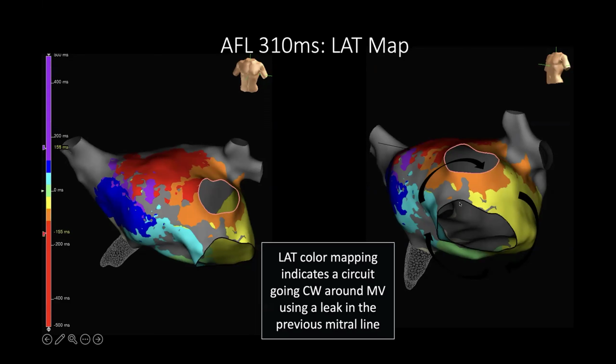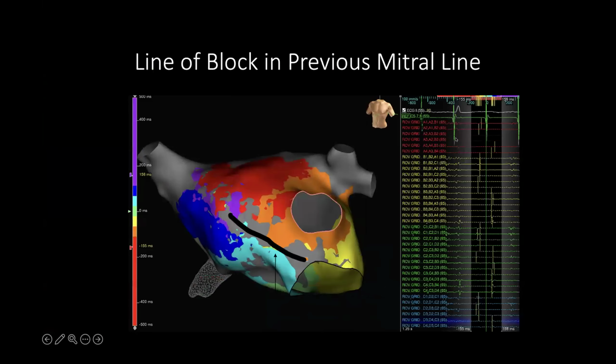We know this is the left atrium. And as you can see here, it looks like a mitral flutter going around the mitral annulus. I didn't think so, because first we are bypassing a lot of colors here in this septal border, right? It's not like we have the purple here going up. So I assessed this area more with the grid.